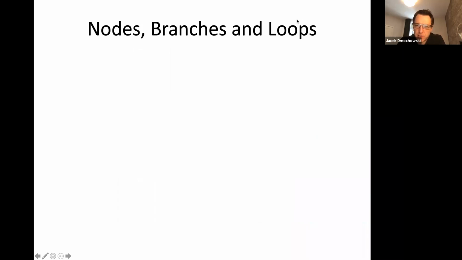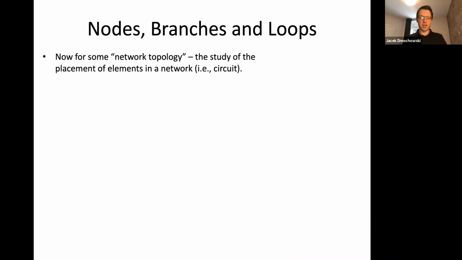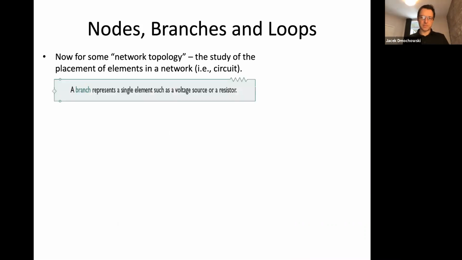Gonna just close the chat for a second because we get into the next section of the lecture, which is nodes, branches, and loops. So this is not difficult, but it may seem puzzling at first. So just a little bit of topology. In a circuit, you have nodes, you have branches, and you have loops. And here we will explain what each of those means.